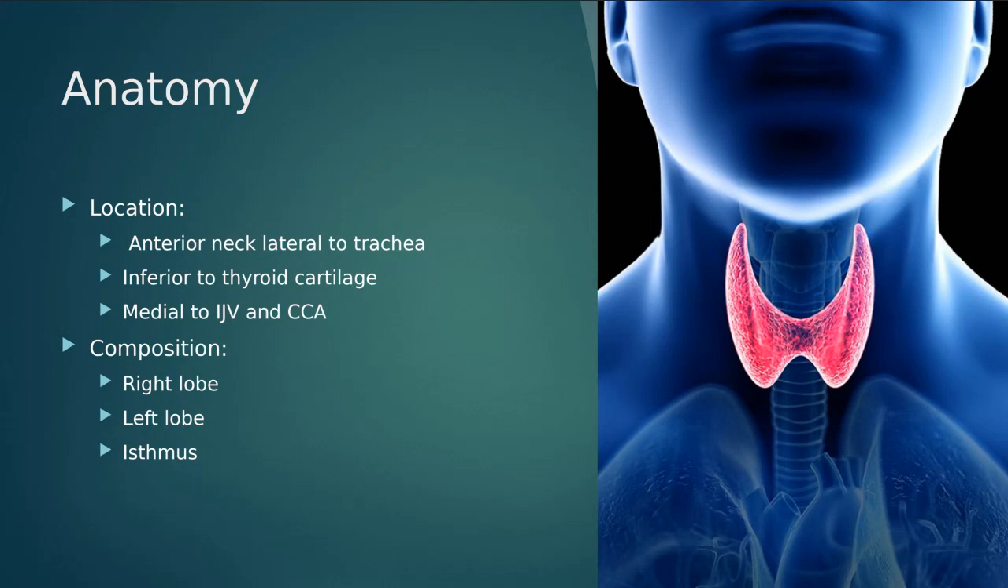also see it medial to the internal jugular vein and the common carotid arteries. Now the common carotid artery is that main artery that runs up your neck to feed your brain. We're going to talk about that when we get to vasculature in a little bit. And then our IJV, our internal jugular vein, is going to be draining our venous blood from our head back down into our heart. So we have two major vessels that are running right alongside that thyroid. We're going to use them as landmarks to help us navigate while we're scanning.